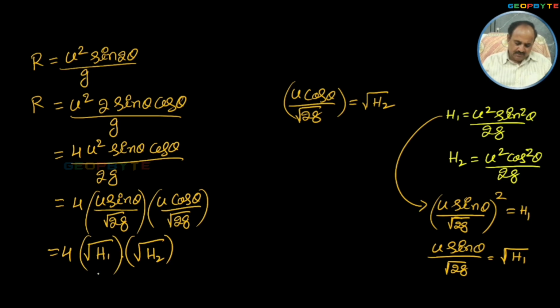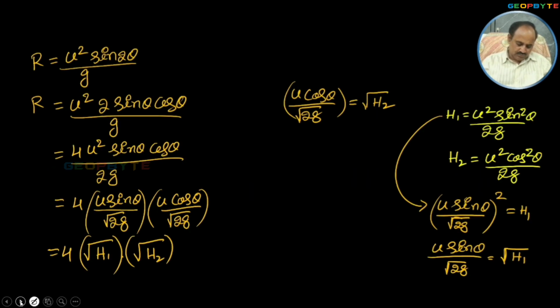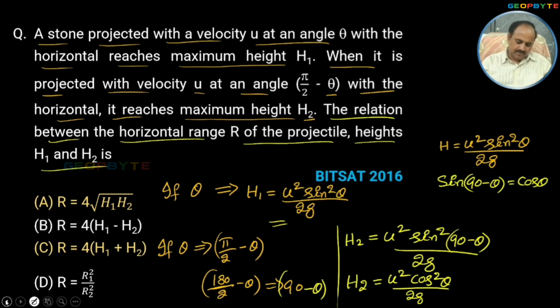That is the relation between the range and the two maximum heights: 4 root h1 into root h2. Look at the options. Of course, it can also be written as 4 into root over h1 into h2. That is also correct. Look at option A. Option A is absolutely correct. Understood clearly? Yes.